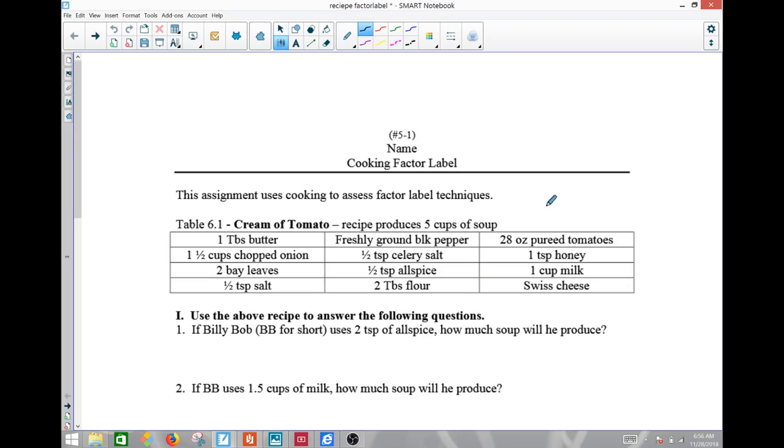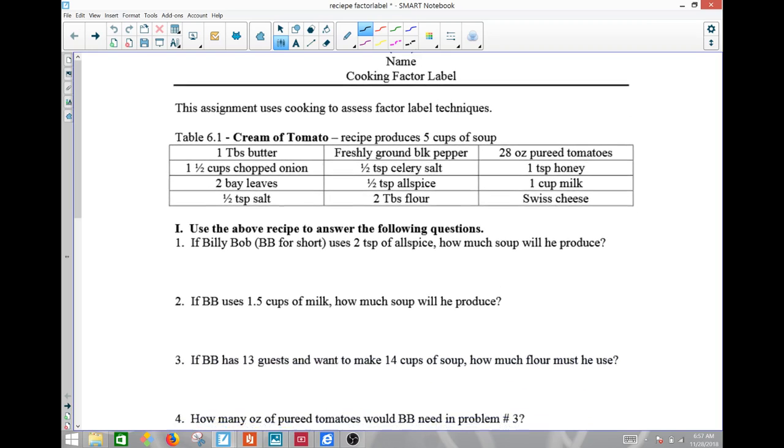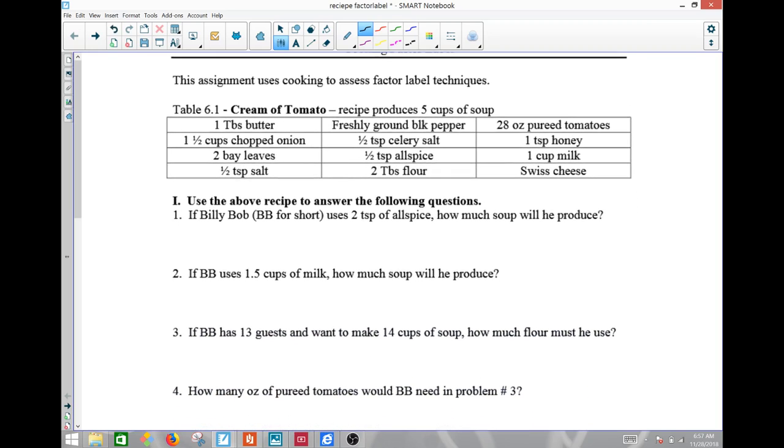This is a little answer sheet for basic factor label, how to set it up. Now, this is a factor label exercise, and it is essentially looking to experiment with, say, proportions in the form of factor label. Obviously, this is a recipe for a soup, and in chemistry, we're not really all that interested in learning about different types of soups and recipes. We're more looking at how we set these problems up.